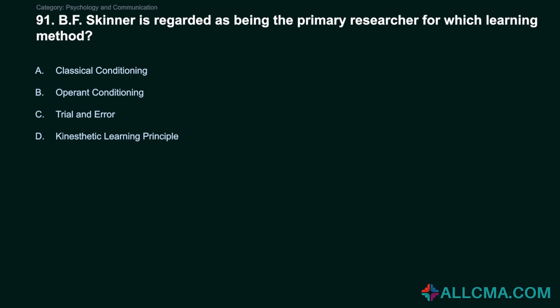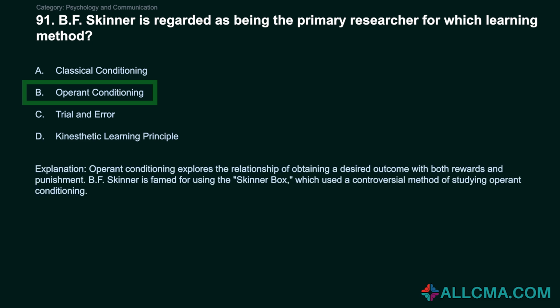91. B.F. Skinner is regarded as being the primary researcher for which learning method? A. Classical conditioning. B. Operant conditioning. C. Trial and error. D. Kinesthetic learning principle. Correct answer: B. Operant conditioning. Operant conditioning explores the relationship of obtaining a desired outcome with both rewards and punishment. B.F. Skinner is famed for using the Skinner box, which used a controversial method of studying operant conditioning.